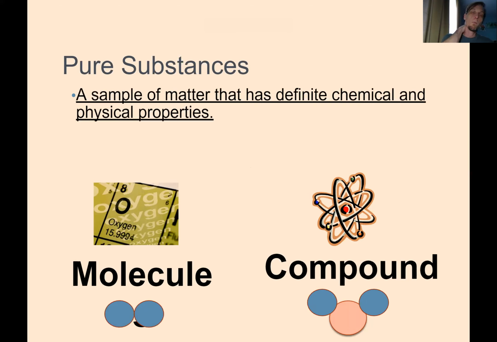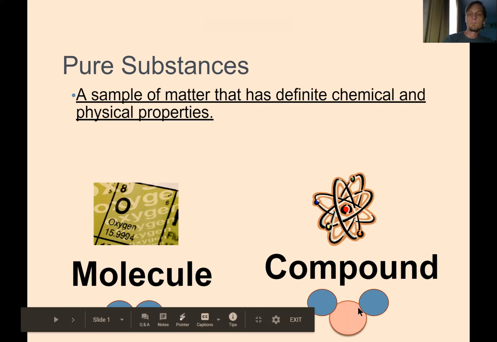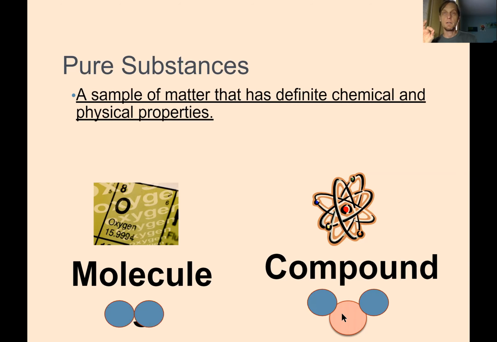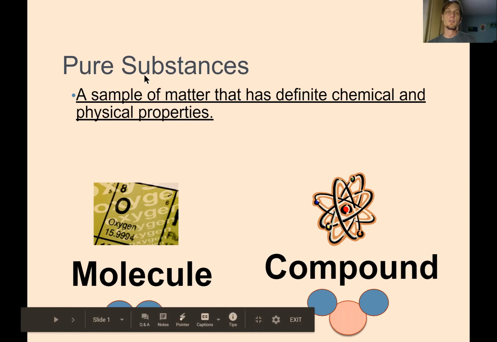Compounds have 2 or more elements. So you can still see it has oxygen here and 2 hydrogen. Even though there are 2 different elements, we call it a compound because they're bonded together, chemically bonded. That's going to be a key point. I'll say it again, chemically bonded. That's a key point for understanding the difference between a pure substance and a mixture later, okay?